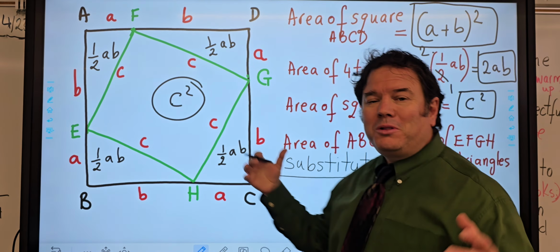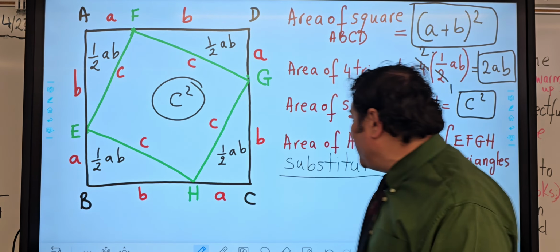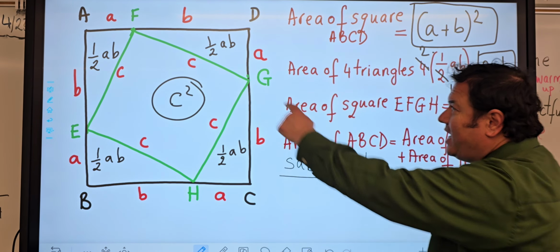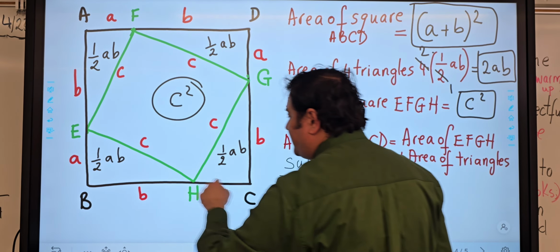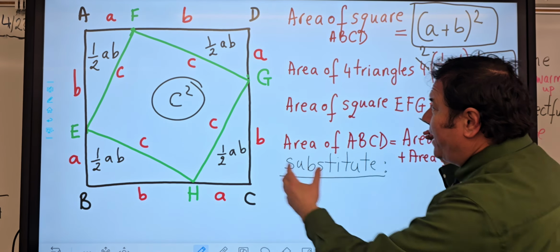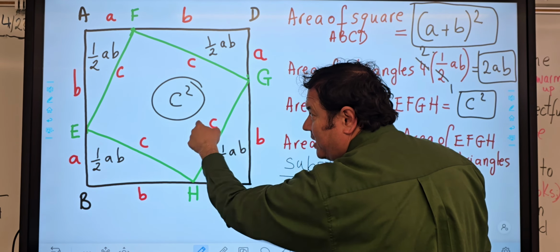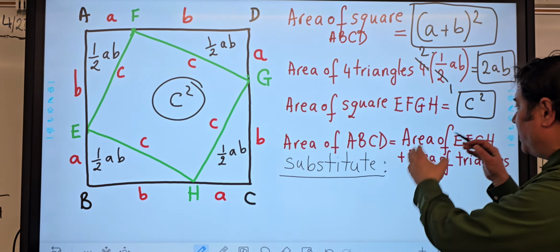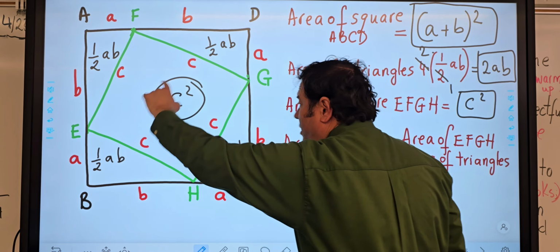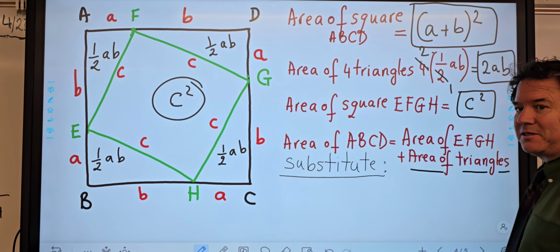So now we have all the areas together, right? So now let's equal all the areas. So now we have the area of ABCD, the bigger square, should equal the area of all those four triangles plus the area of this square inside, right? So the area of EFGH, the area of this square, plus the area of all those four triangles.